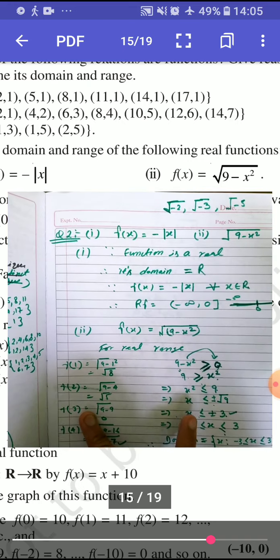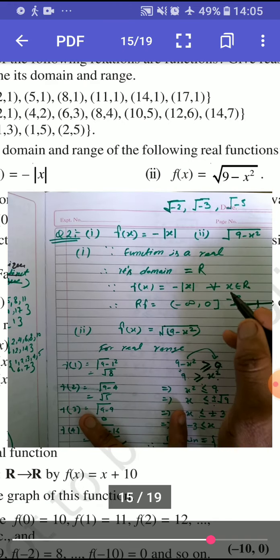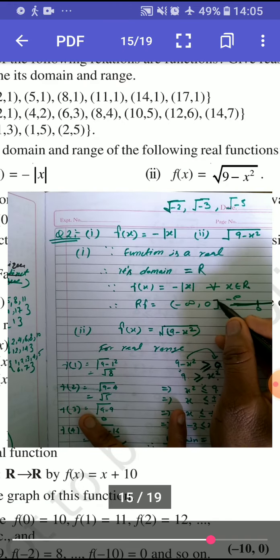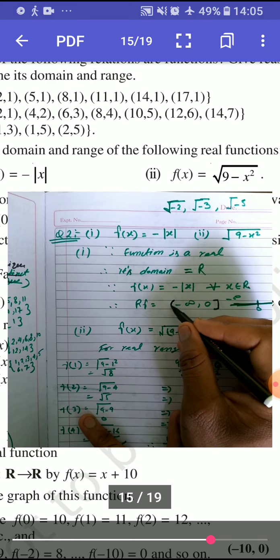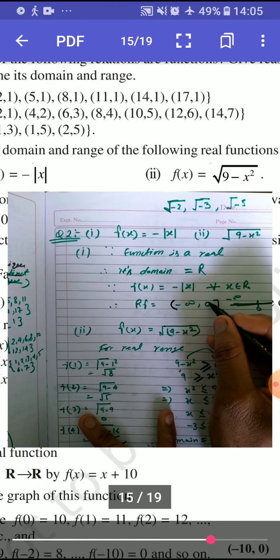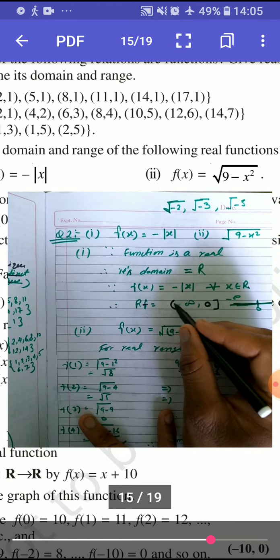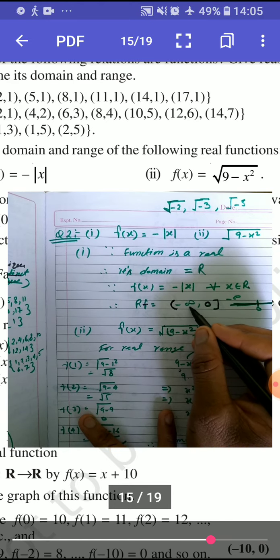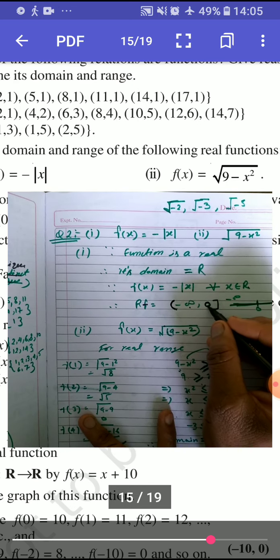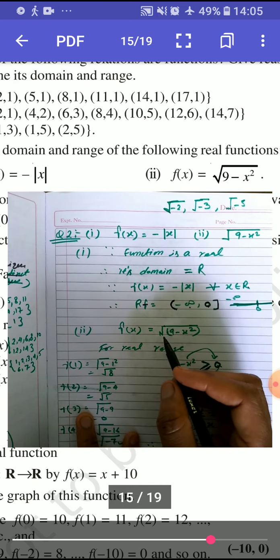This means you will get all negative real numbers including 0. So the range of the function will be the interval from minus infinity to 0, closed at 0. Now the second part.